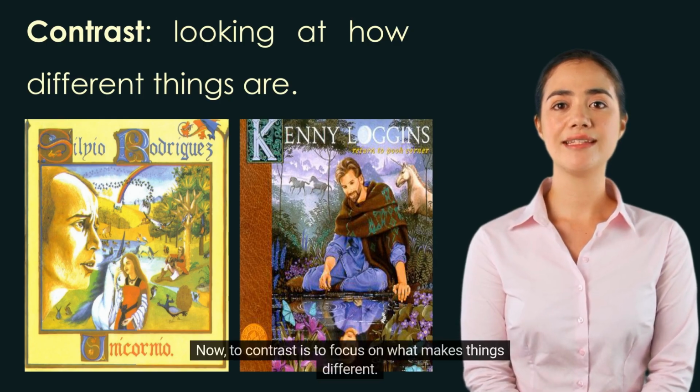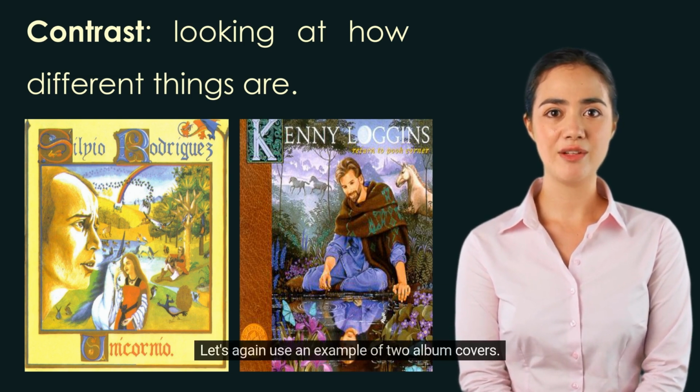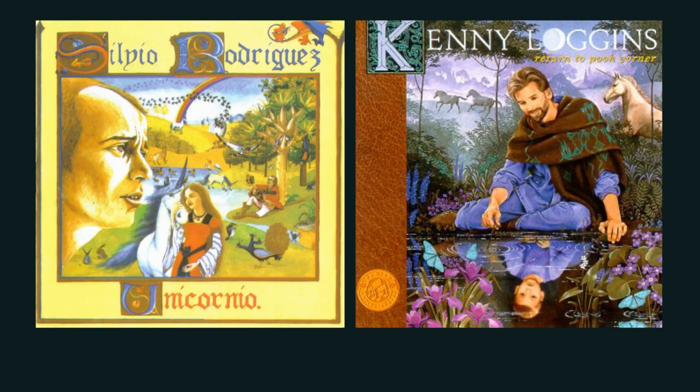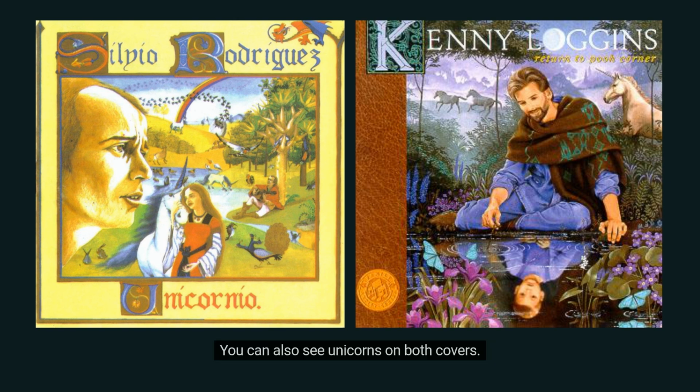Now, to contrast is to focus on what makes things different. Let's again use an example of two album covers. They share many similar elements. For example, both artists are near a lake, and both are wearing a wool poncho. You can also see unicorns on both covers.